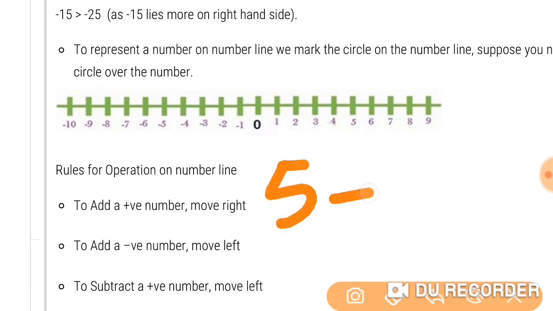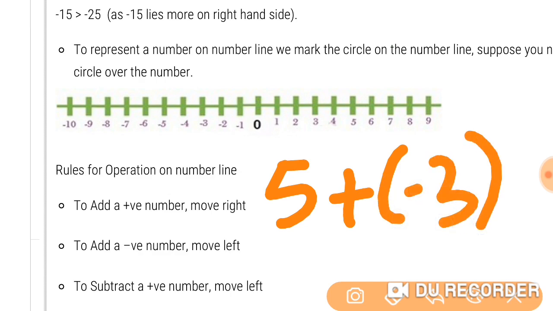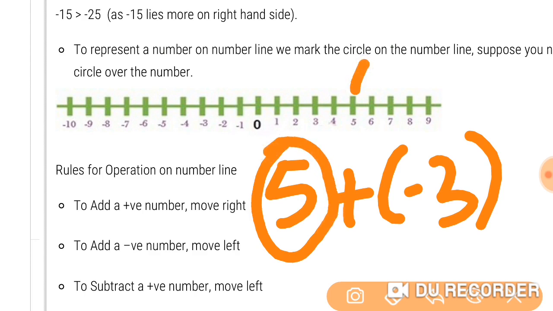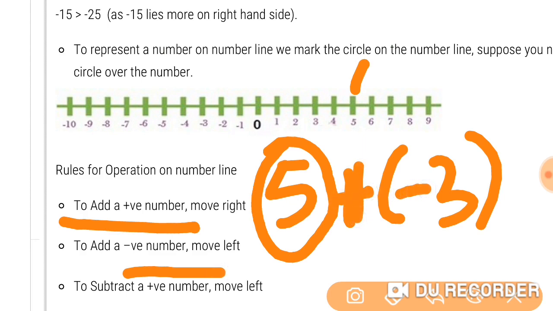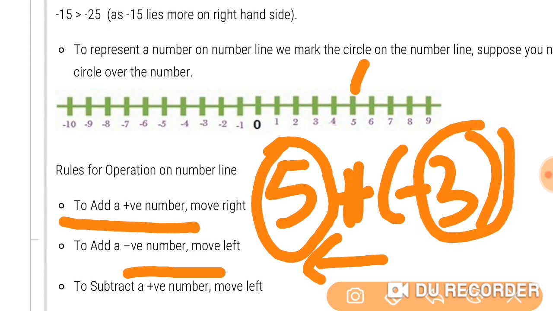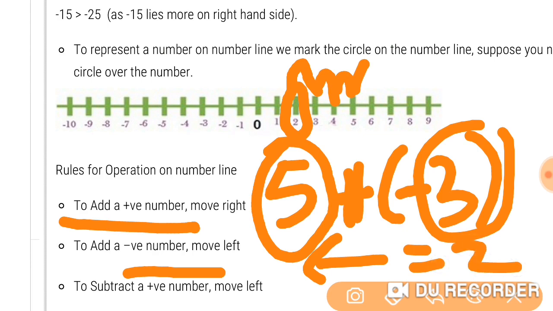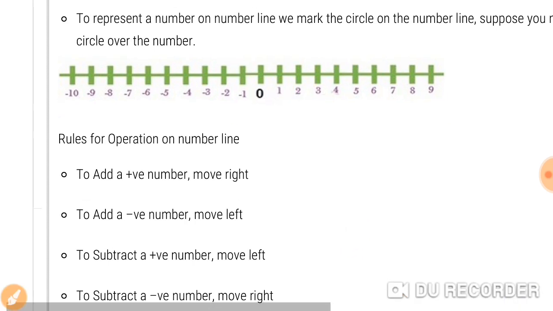So once again I'll write here. We have to represent the first integer on the number line. Positive means move to the right, negative means move to the left. But with the addition, negative is there. With the negative, we have to go to the left side by how much? By 3. By 3 means 1, 2, 3. So this is your answer. Now it is clear. So take another example.